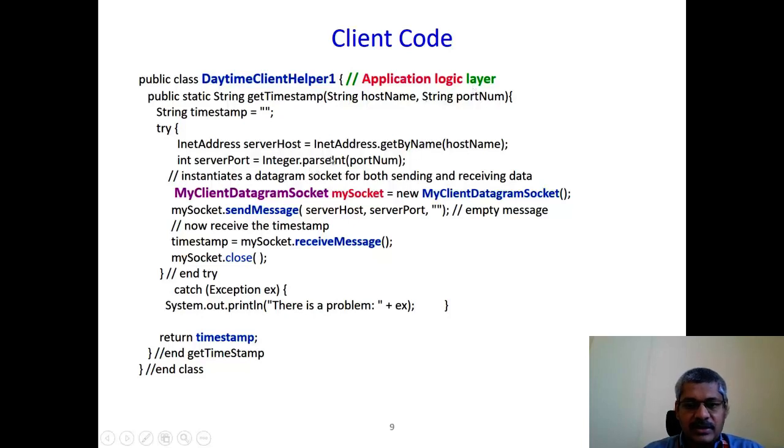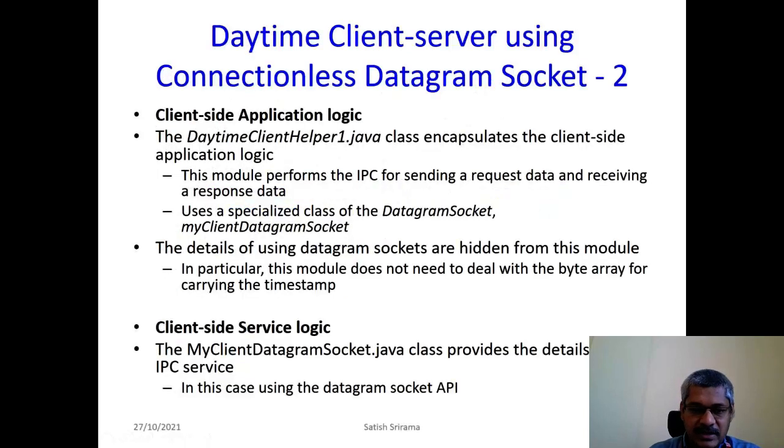Okay, so you got the server's address and also the port number, and all it is trying to do is create my client datagram socket, my socket, new MyClientDatagramSocket, and then basically call mySocket.sendMessage. It is actually trying to send the message for you. And again, you don't know the send message here. It is actually taken care of by MyClientDatagramSocket.java, which is the one taking care of the service logic for you.